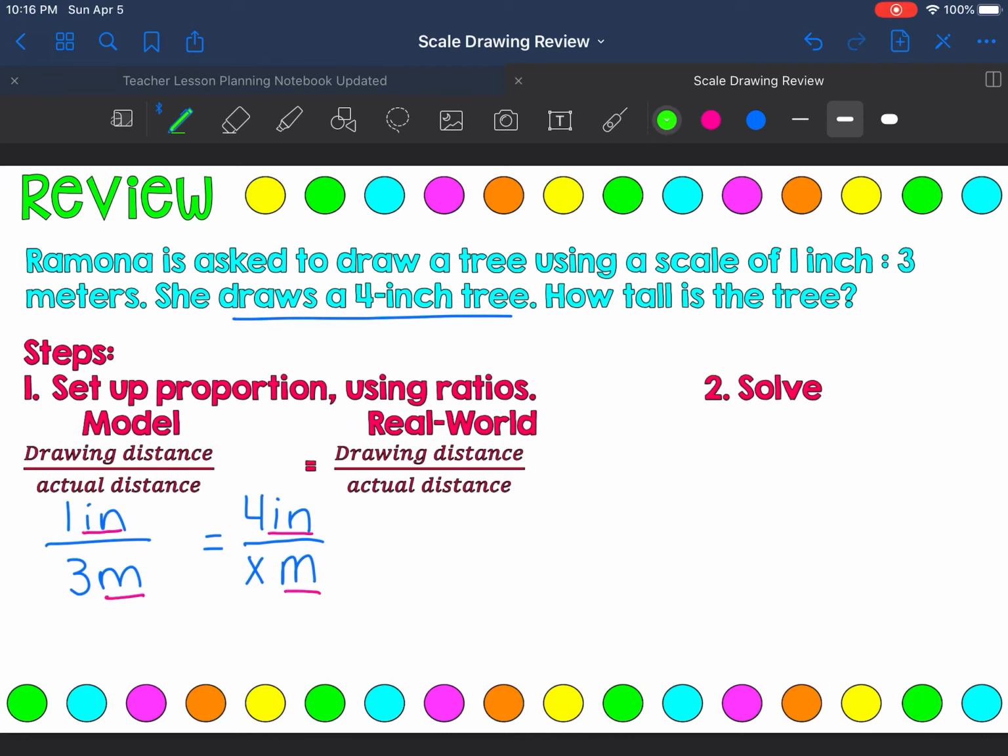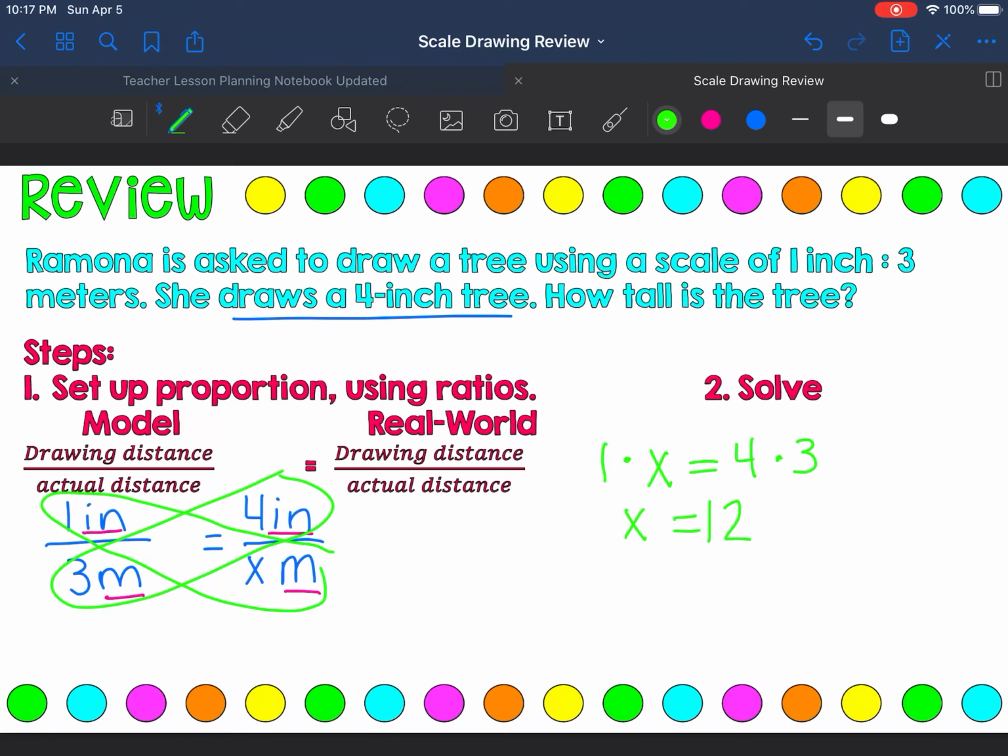Okay, so once we do that, now we can start cross multiplying. That's going to be 1 times x equals 4 times 3. 1 times x is 1x or just x, and 4 times 3 is 12. Now, what was that missing unit of measure that I needed? Well, it's right there. It's meters. So the tree that Ramona drew was 12 meters tall.